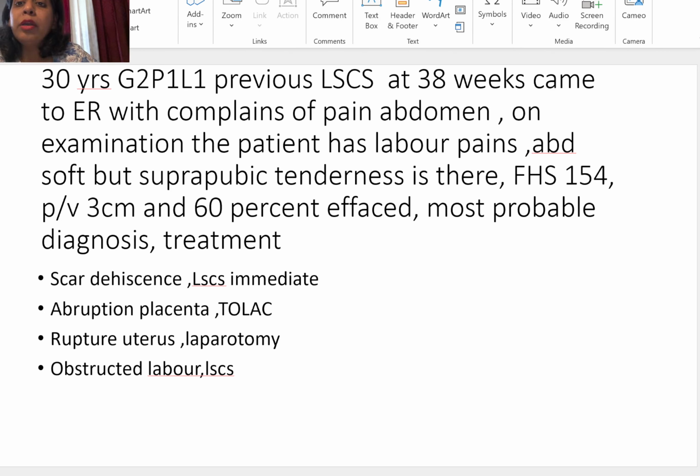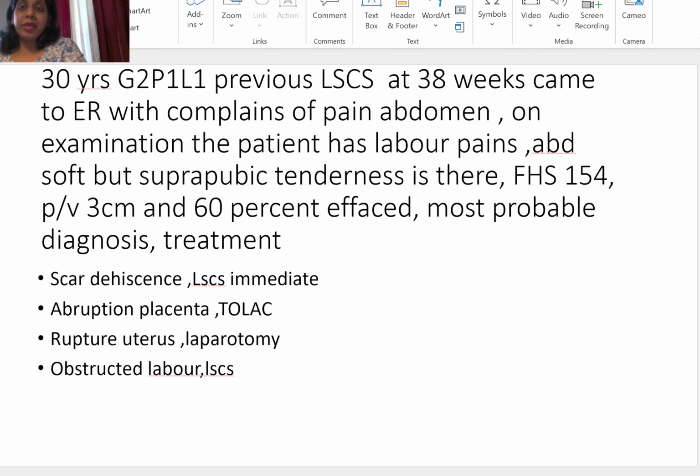Okay, and on the PV it is 3 centimeter and 60% effaced. Yes, those are the signs of labor. On the labor only, the scar goes into dehiscence. So the most probable diagnosis and treatment is, as it is the case of scar dehiscence, because if scar will rupture, then this patient can become a scar rupture case. So to avoid that, we have to immediately do the cesarean.